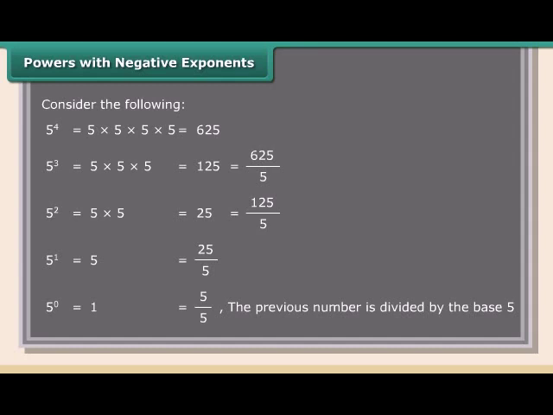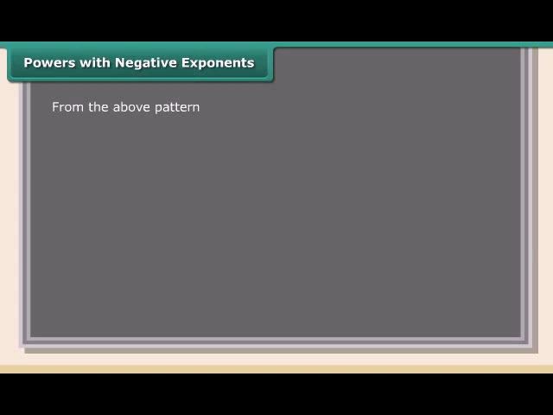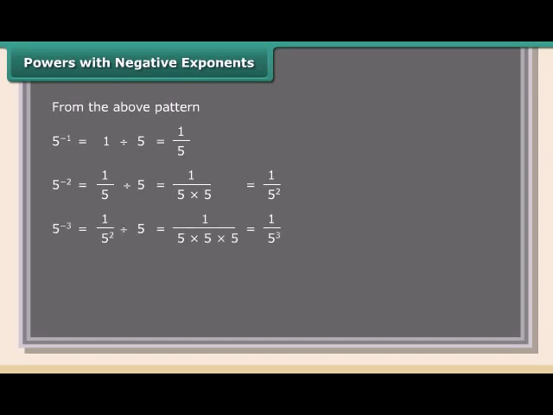The previous number is divided by the base 5. From the above pattern, 5 raised to the power minus 1 is equal to 1 divided by 5, which is 1 upon 5. 5 raised to the power minus 2 is equal to 1 upon 5 divided by 5, which is equal to 1 upon 5 × 5, which is equal to 1 upon 5 square. 5 raised to the power minus 3 is equal to 1 upon 5 square divided by 5, which is equal to 1 upon 5 × 5 × 5, which is equal to 1 upon 5 cube.